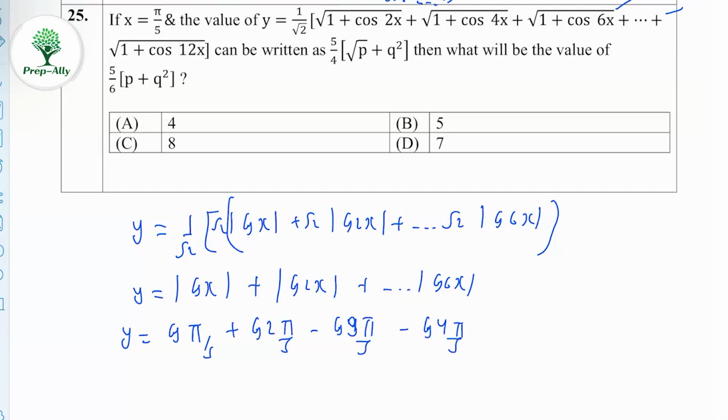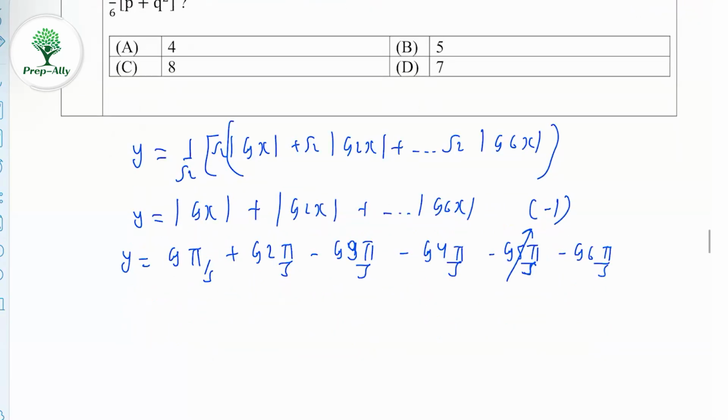Cos 5 pi by 5 is negative. So minus cos 5 pi by 5. Cos 6 pi by 5 is also negative. So minus cos 6 pi by 5. This value is what? Minus 1, because cos pi is minus 1. And again it is based on cos 36 degree, cos 72 degree and so on. Okay, so substitute the value for that.